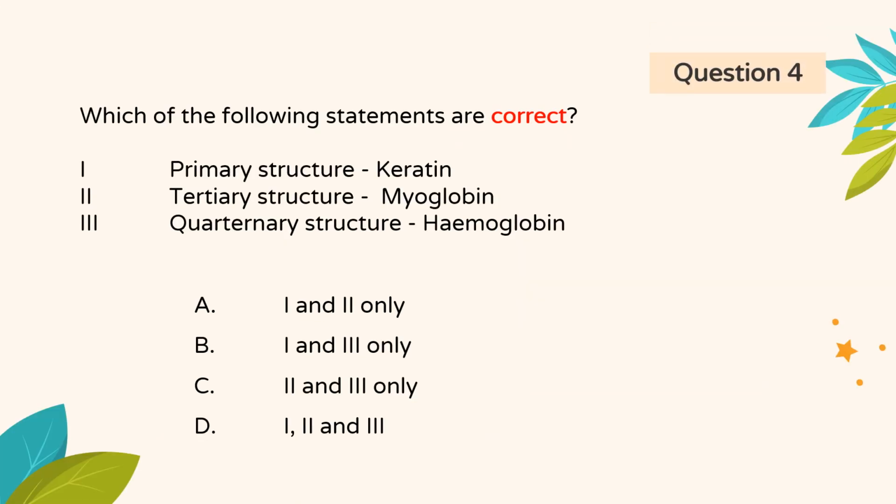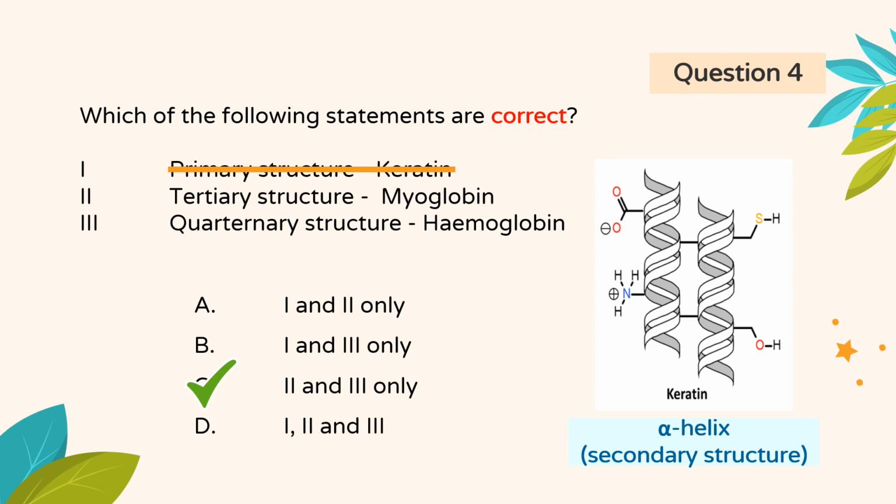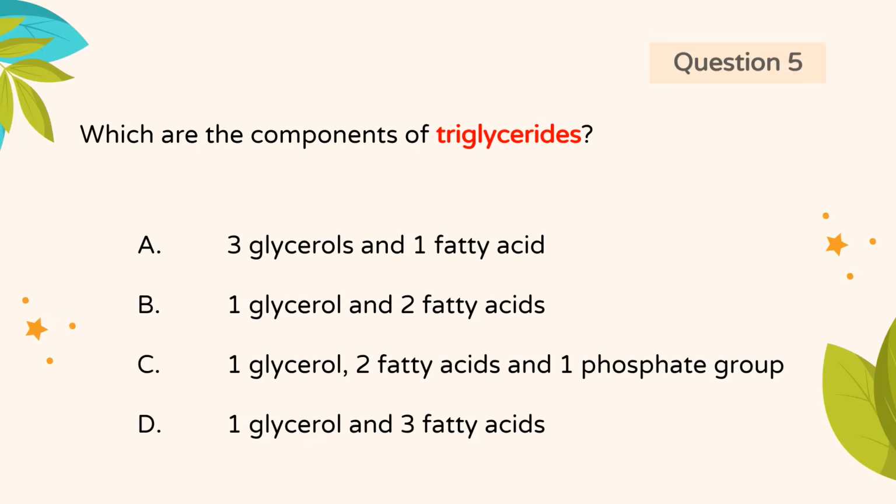Question 4. Which of the following statements are correct? The correct answer is C. Number 1 is false because keratin, which is found in the nails, hair, and horns, has secondary structure in the form of alpha helix.